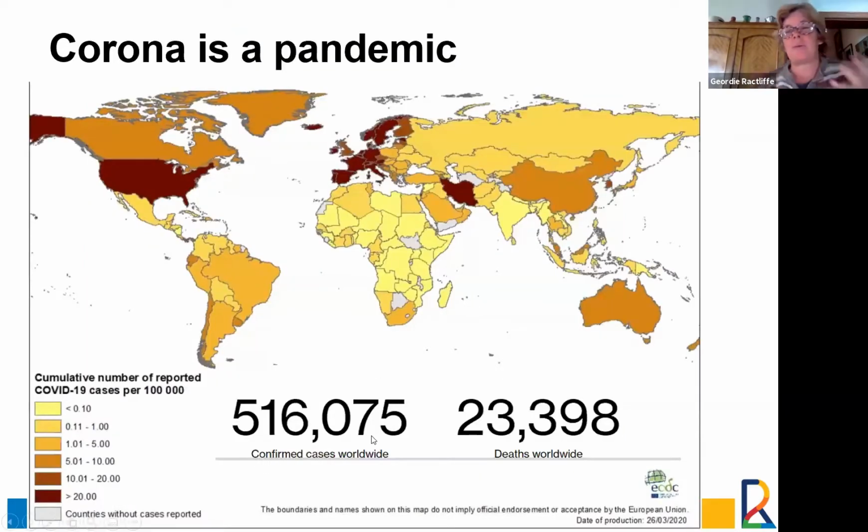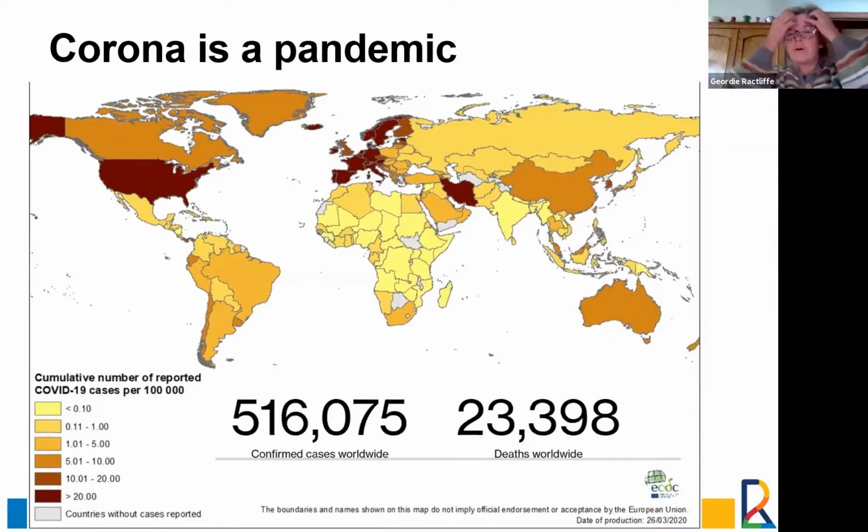Corona is a pandemic. A pandemic is an illness that spreads across a wide area, and in this case, right across the globe. So we can see here a color-coded world map that shows the number of cases per 100,000, and it goes from less than 0.10 to over 20,000. There are some countries that have not reported cases, but otherwise, we know that more than 500,000 people in the world have got the virus, of which 23,000 odd have died.